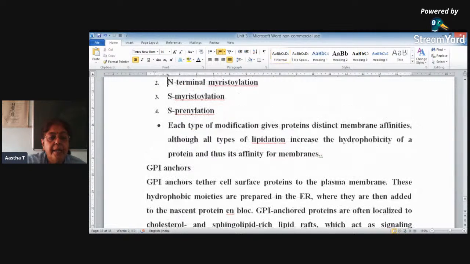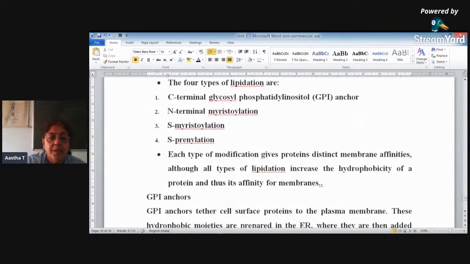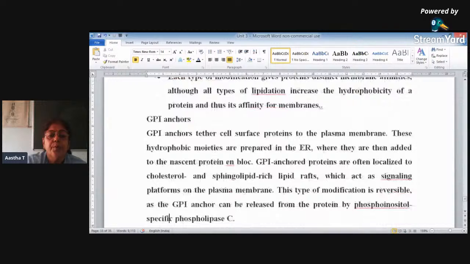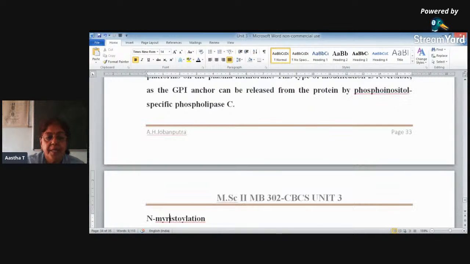So first one is GPI anchors. What is GPI? Glycosyl phosphatidyl inositol. These act on cell surface proteins which are present in the plasma membrane. They will impart hydrophobic properties, and if they are present in the membrane of the endoplasmic reticulum, it will provide hydrophobic property to that particular newly formed protein. Addition of this glycosyl phosphatidyl inositol to the protein gives a GPI anchored protein. They are found in cholesterol and sphingolipid rich lipid rafts, and they act as signal platforms for the plasma membrane. This is reversible. GPI can be released from the protein by a special type of phospholipase enzymes.